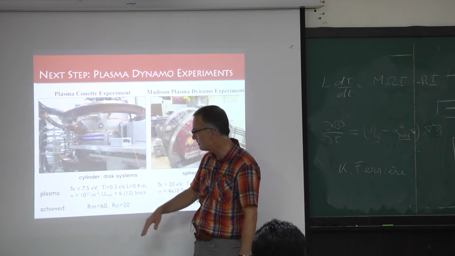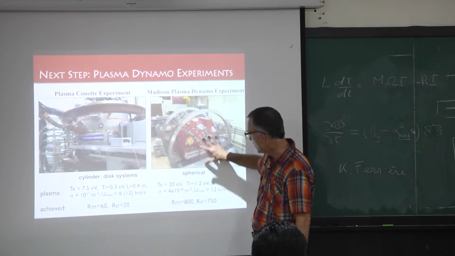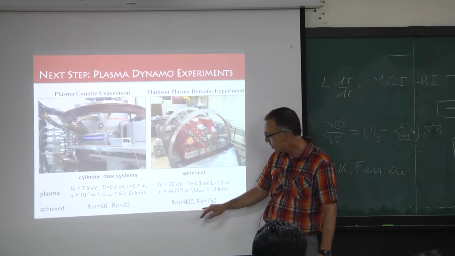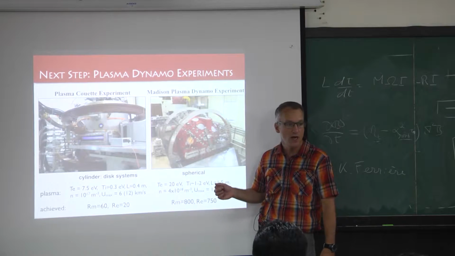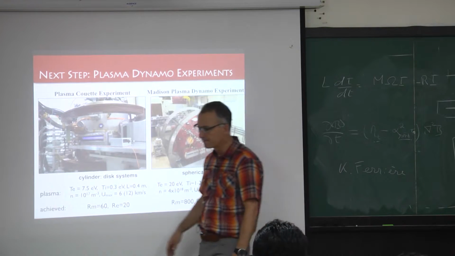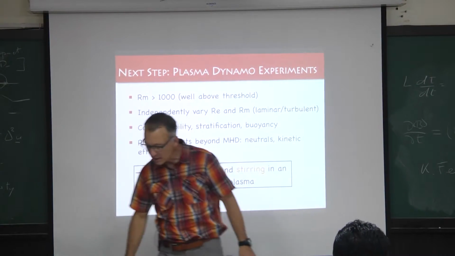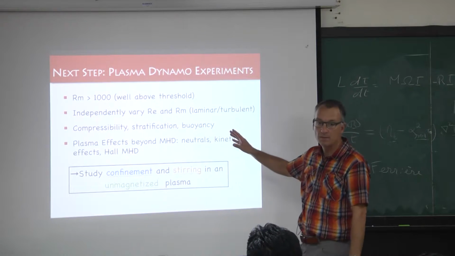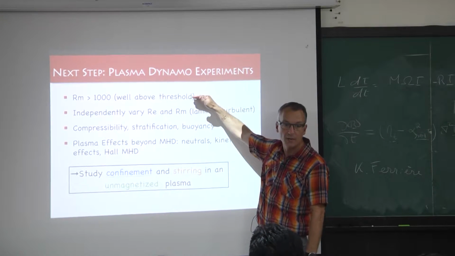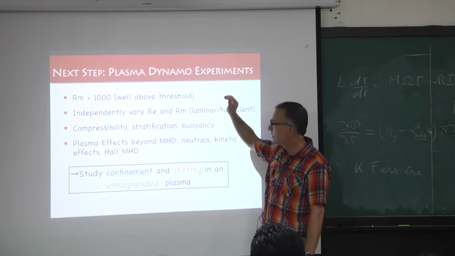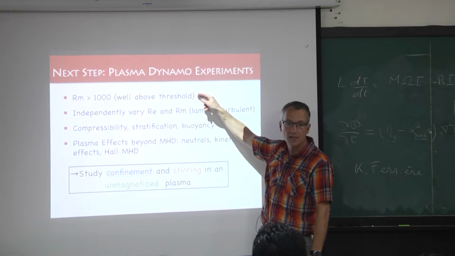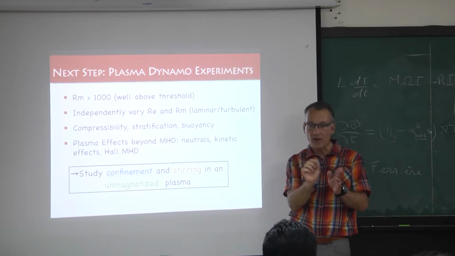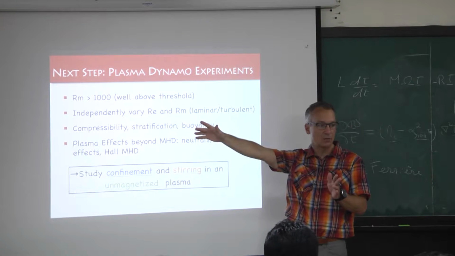I'll say it several times. Plasmas, we're now regularly making plasmas which have magnetic Reynolds numbers near 1,000. The Prandtl number, the ratio of these two things, is of order 1, and we can vary it. So plasma experiments offer several things that the liquid metal experiments can't do. One is we can go to much higher magnetic Reynolds number. And this means several things. One is we can go well above threshold.